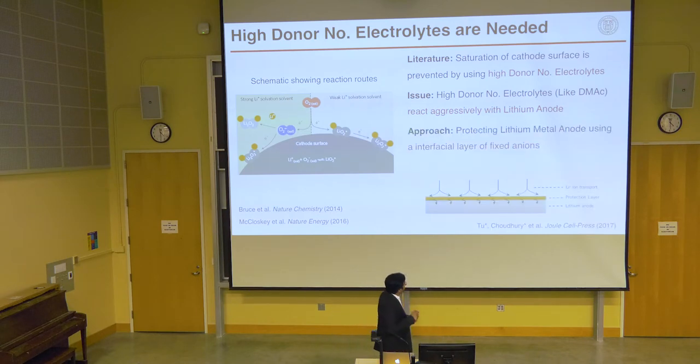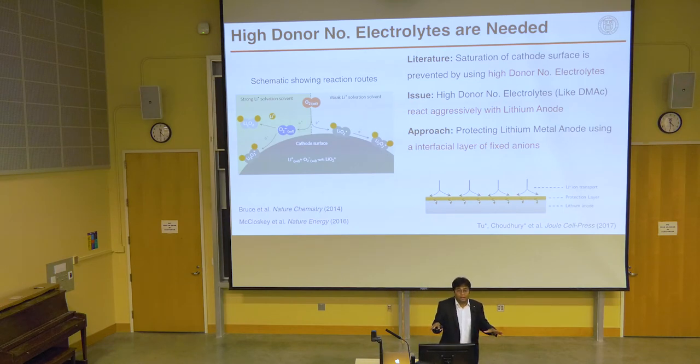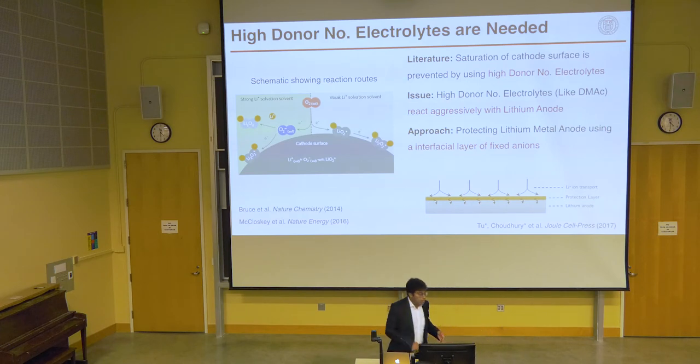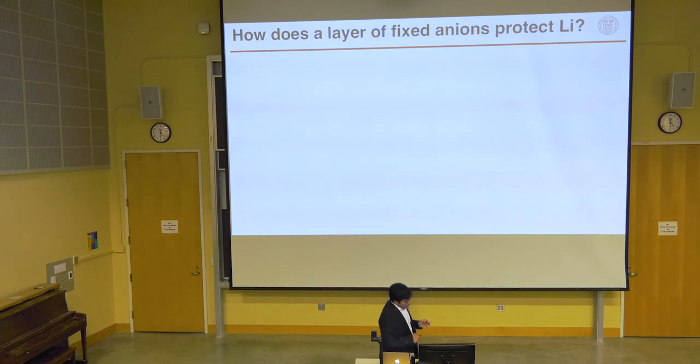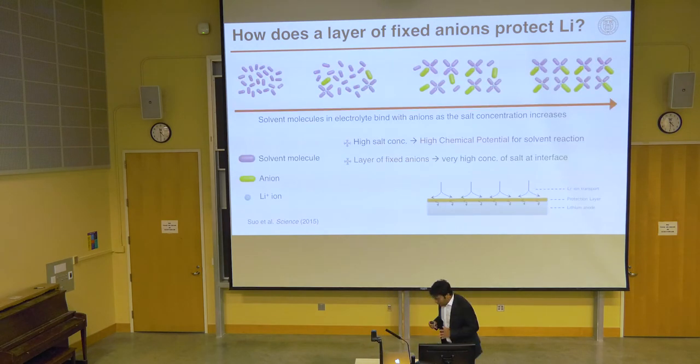We thought, let's use a layer of fixed anion to coat the lithium metal anode. The question is, how does this fixed anion layer stabilize the lithium metal? There has been some very interesting new research where it shows that if the salt concentration in the electrolyte is very high, then it doesn't react with the lithium metal.